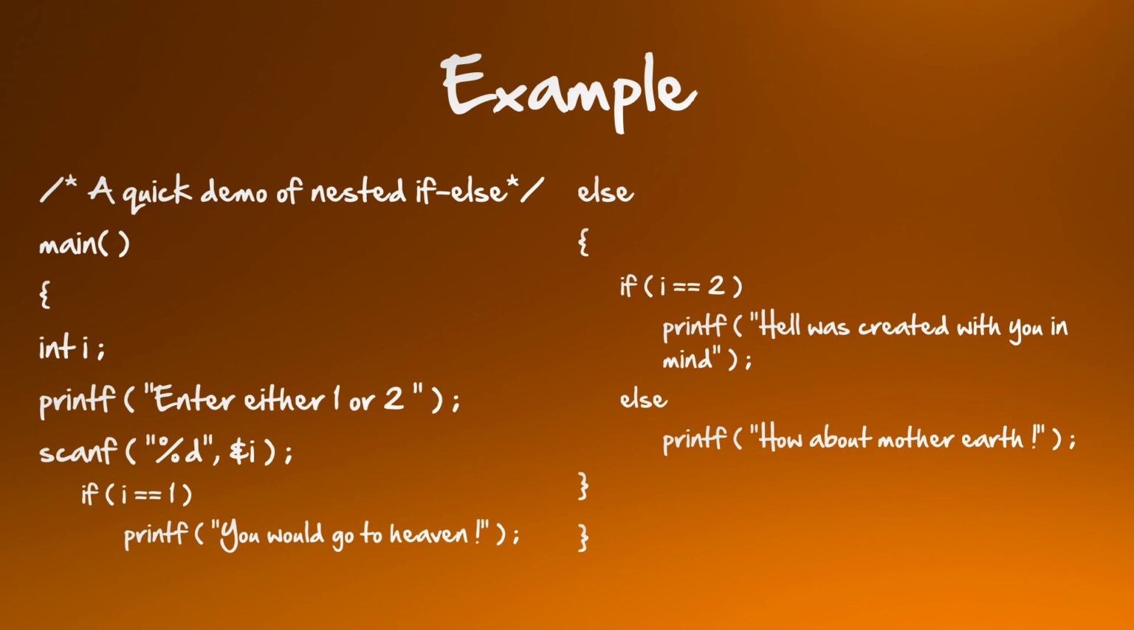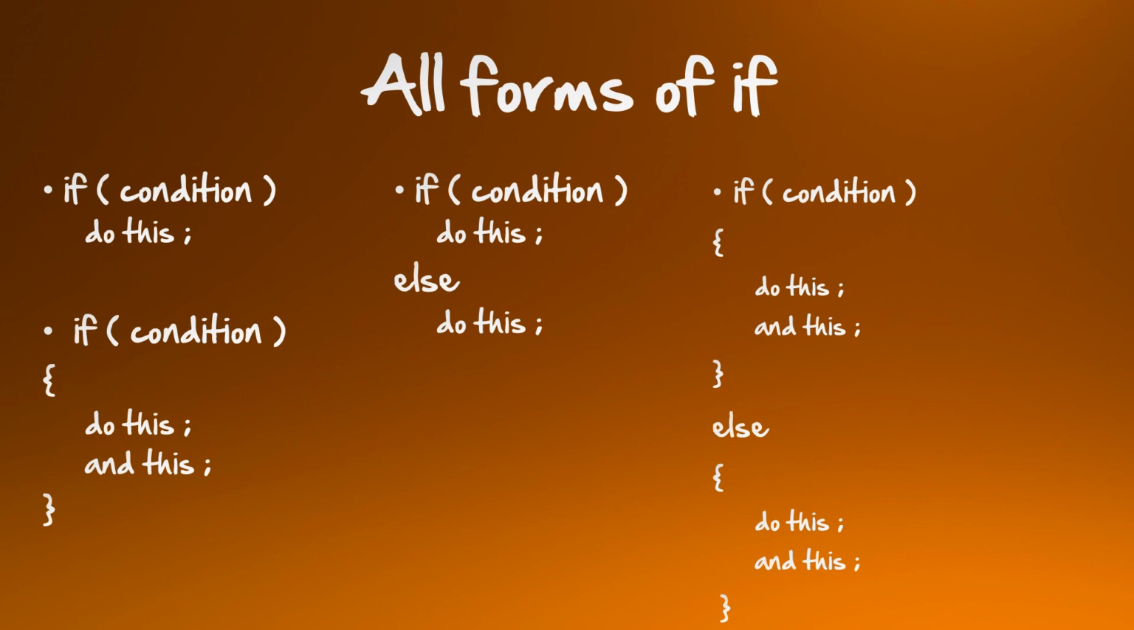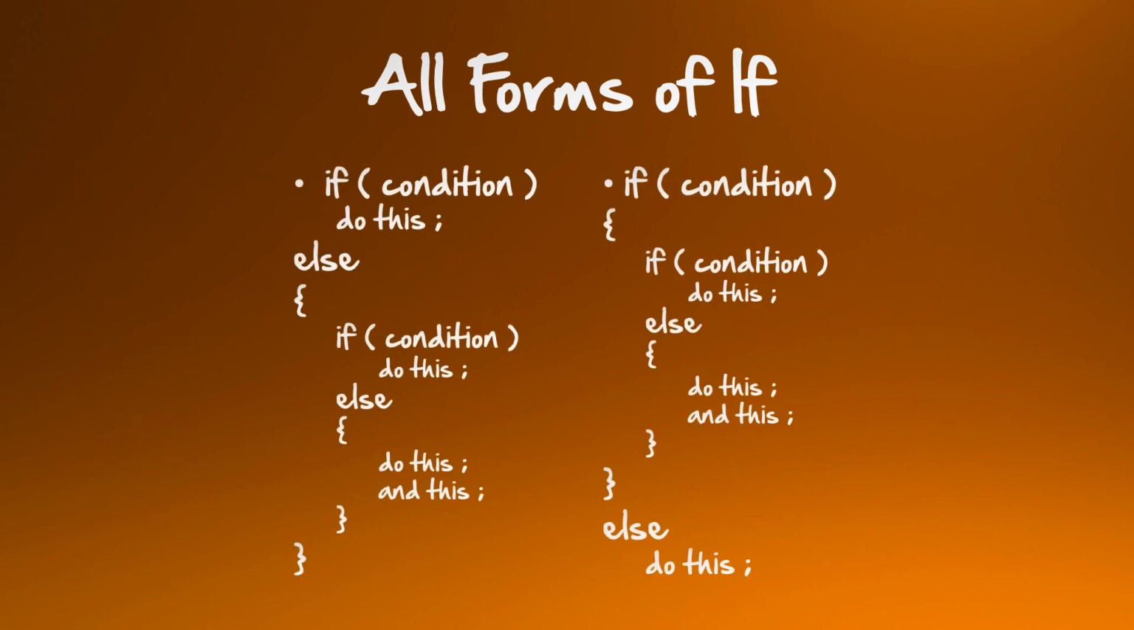So, finally, let's look at all the forms of if. First is if some condition and the statement. Second, if the condition and if block. Third, if a statement, else another statement. Fourth, if, then if block, else and the else block. Fifth, if some condition, statement, else and another if else, nested if else block.